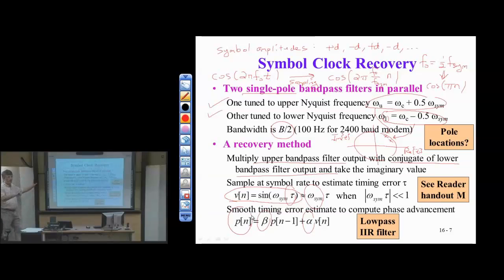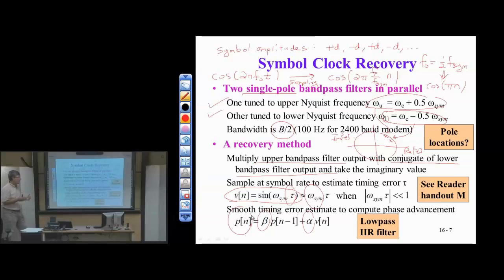So it means I'm going to advance or delay the taking of the next symbol by tau. It tells me the value to advance or delay the clock to help align the receiver symbol clock with the transmitter symbol clock.